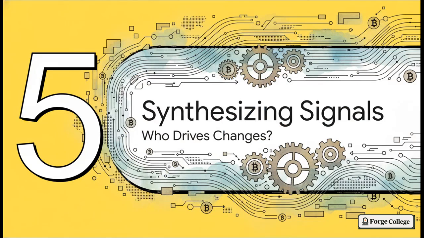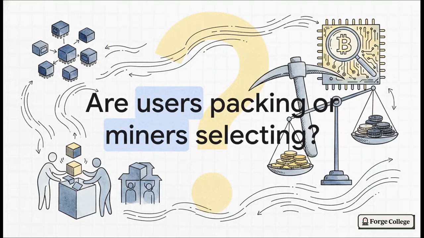And finally, Section 5, synthesizing throughput signals. Let's bring it all together. This right here is the million-dollar question. When TPS and vbytes per second decouple, meaning one goes up while the other stays flat, we really have to look closely at the witness share. We need to understand, are regular users building smarter, smaller transactions, or are miners simply changing their policies to hunt for heavily discounted transactions to maximize their profit?